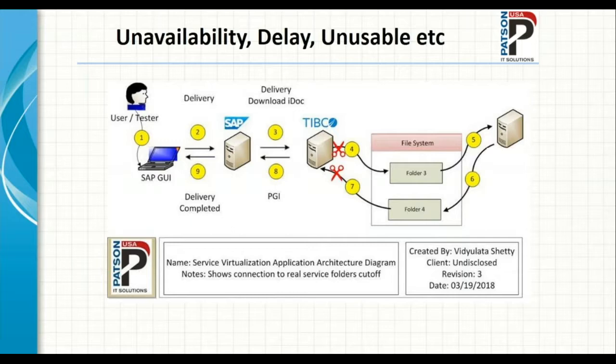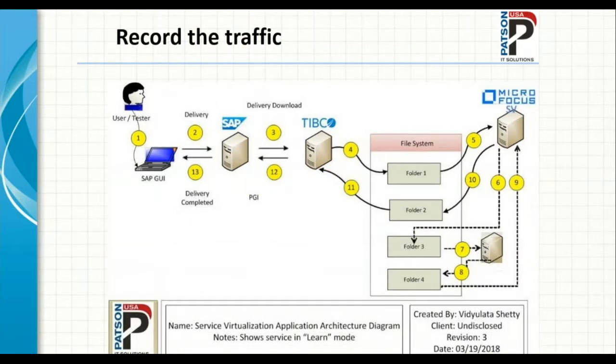Now, what happens when that connection breaks, or if there are too many delays from the third-party side? Basically, the end user is stuck at that point. So this is how we recorded the traffic using the Micro Focus Service Virtualization tool. You can see that we reconfigured the file system.